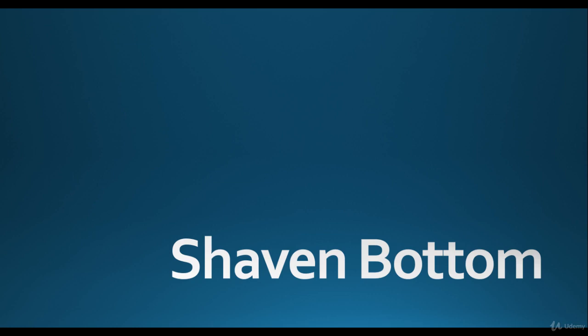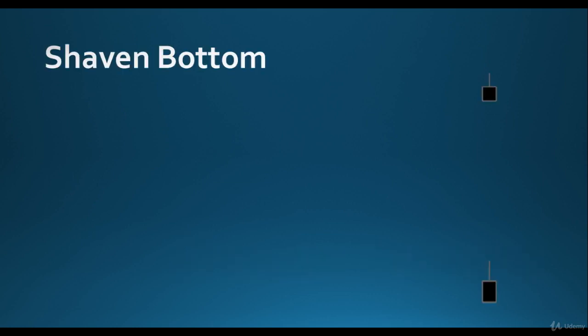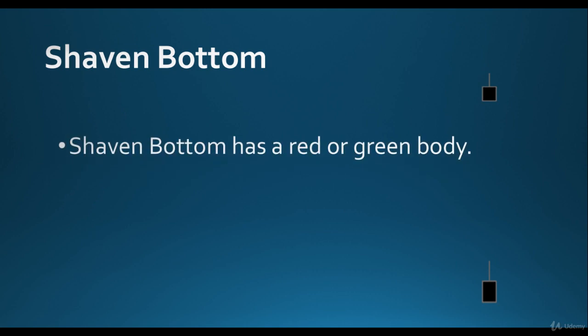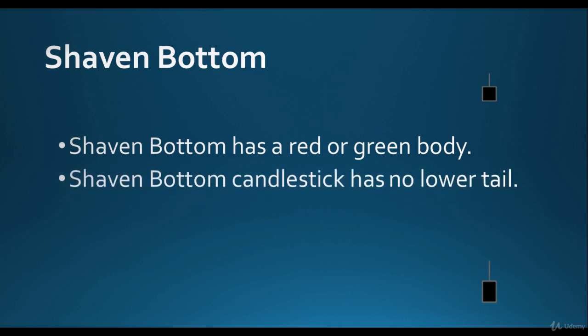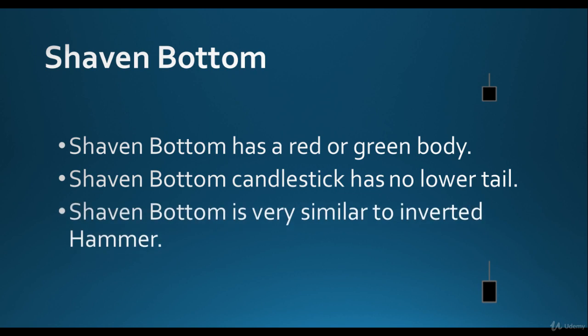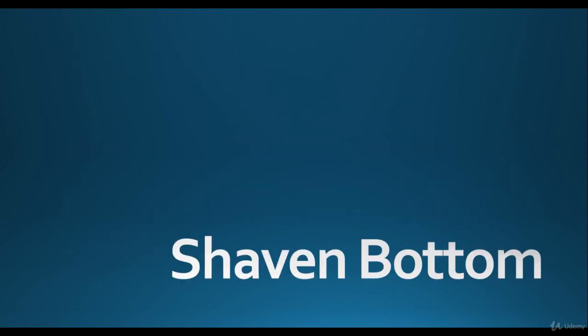Shaven bottom. Now it looks something like this. A shaven bottom has a red or a green body, so the body color doesn't matter. Shaven bottom candlestick has no lower tail, so you won't find a low tail, a low. And it is similar to inverted hammer.